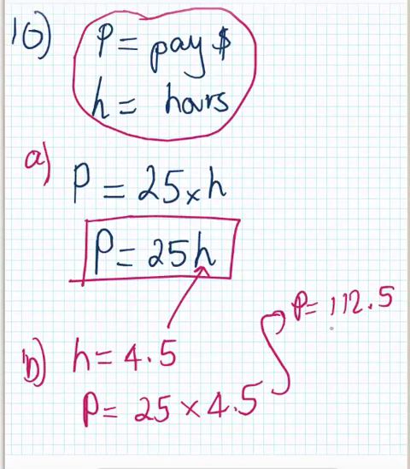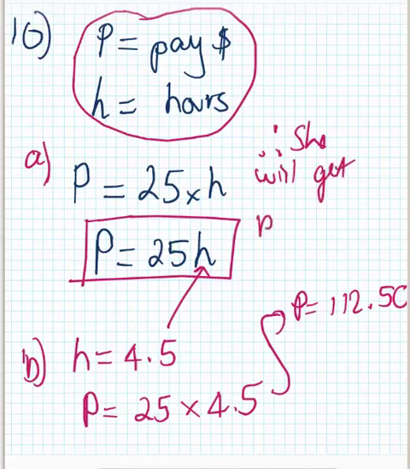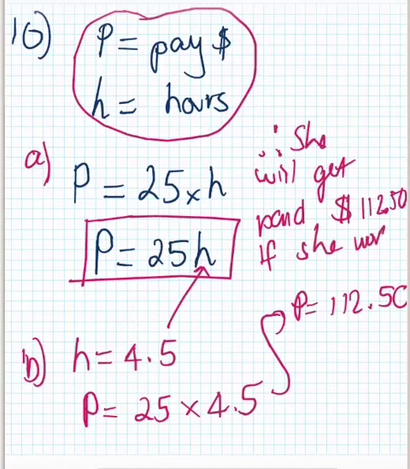Okay, now we have to make sense of this. That's saying $112.50. So I'll put a 0 here to make it look like cents. And if you have time, what you should really do is write your final statement. I'll do it up here. Therefore, she will get paid $112.50 if she worked 4.5 hours. So that's where you explain what you have found, and that's where you put your dollar sign. Don't put the dollar sign here, write your final statement.